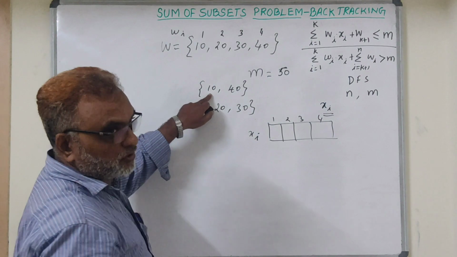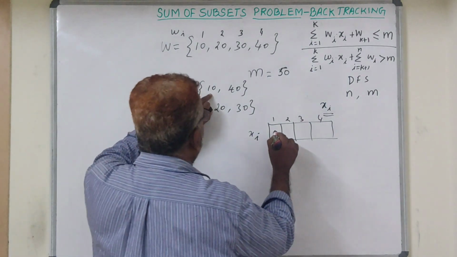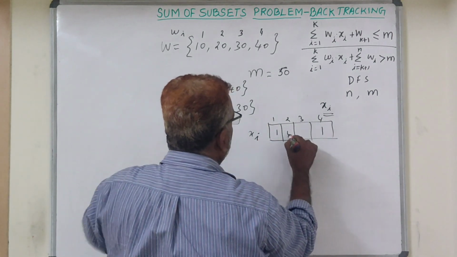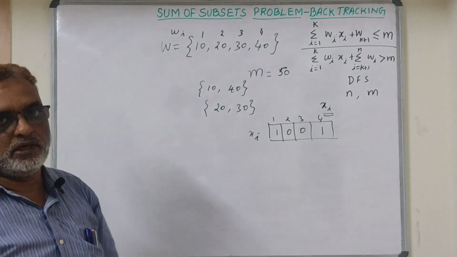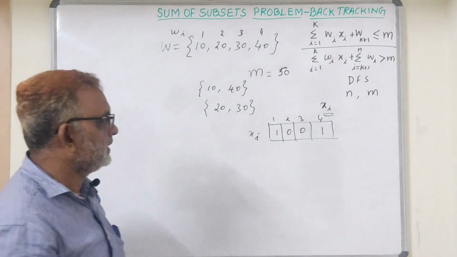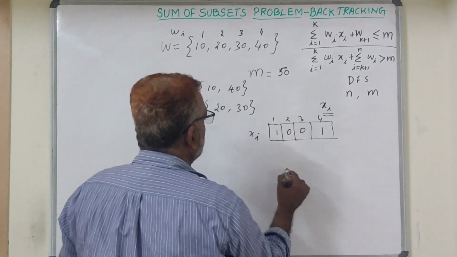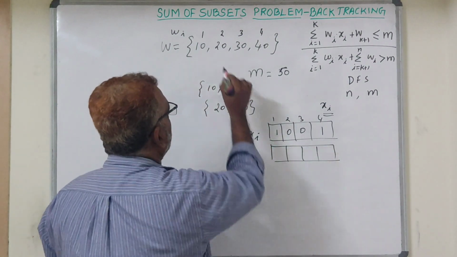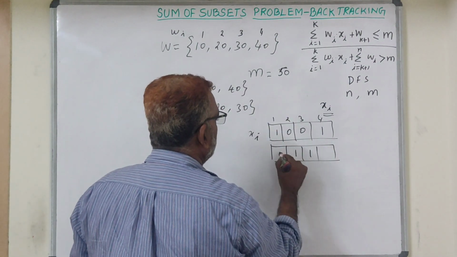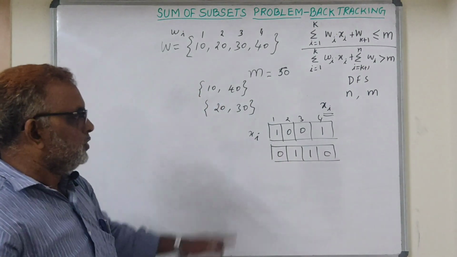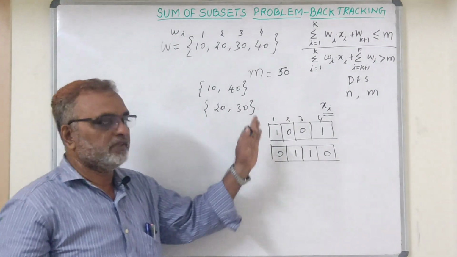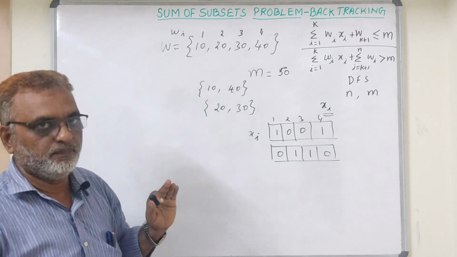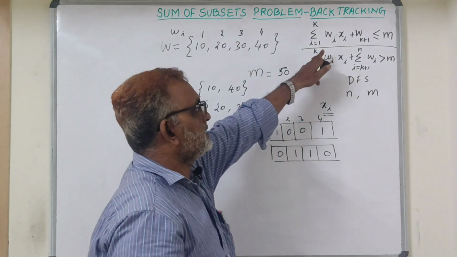In the first solution, we got 10 and 40. So that means the first element is included and the fourth element is included. Other elements are not included in this sum. Similarly, in the second solution, we got the values 20 and 30, which are the second and the third element. Remaining elements are 0. So this xi represents whether that particular weight has been included in the sum or not. So here the bounding constraints are given.